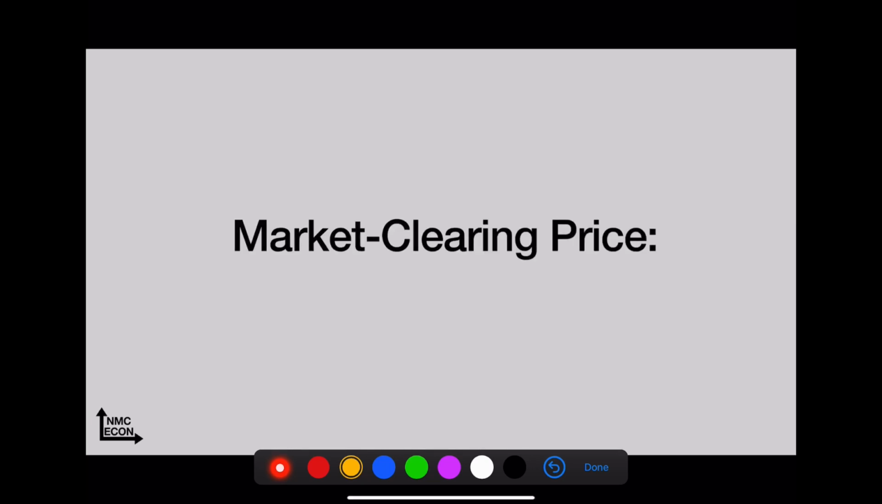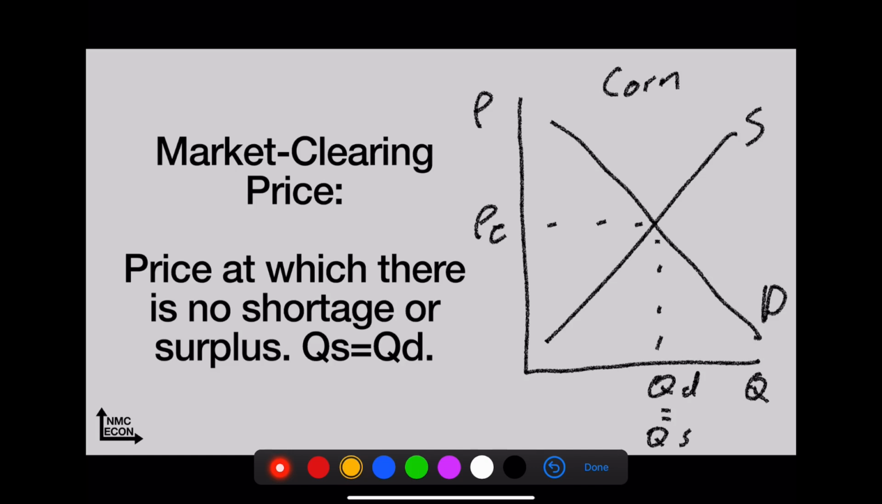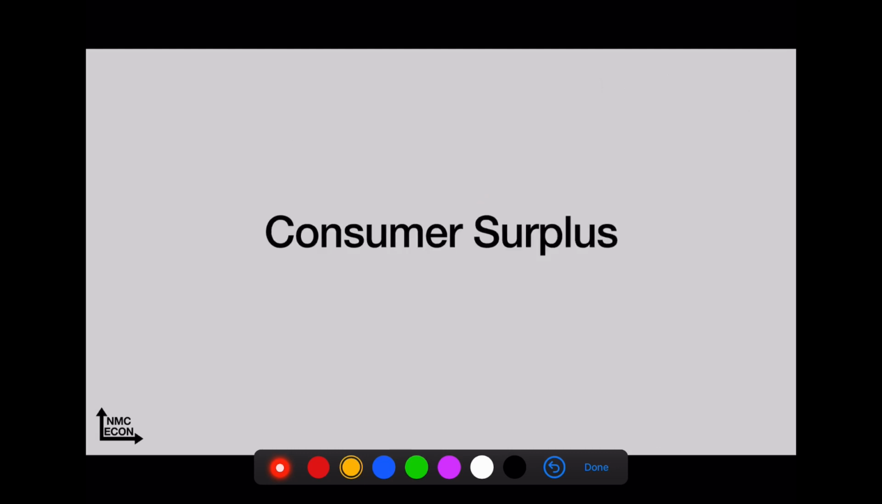Market clearing price. This is the price at which there is no shortage or surplus. Again, QS and QD, but this term is really reflective of P sub E, or the market clearing price. Market is working well here. Supply equals demand, nothing going wrong.